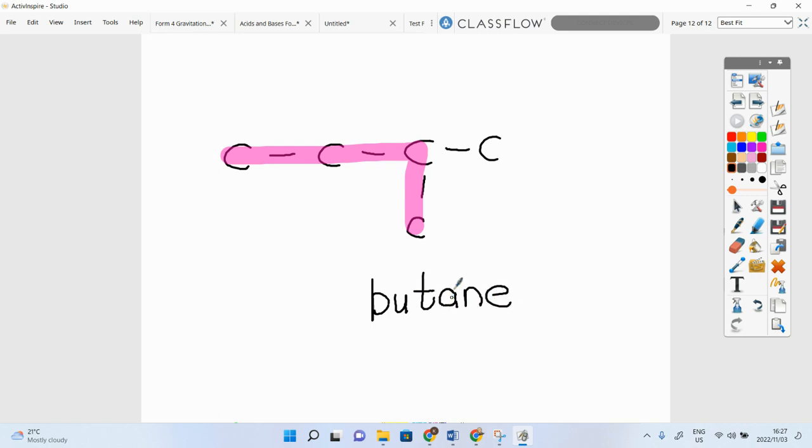Because there are still only single bonds between these carbons. But now there's something hanging onto this carbon. So this is not part of my main chain, so it's not part of the name butane. It's hanging on the side. So this is when we call it a side chain, because it's hanging somewhere on the side.